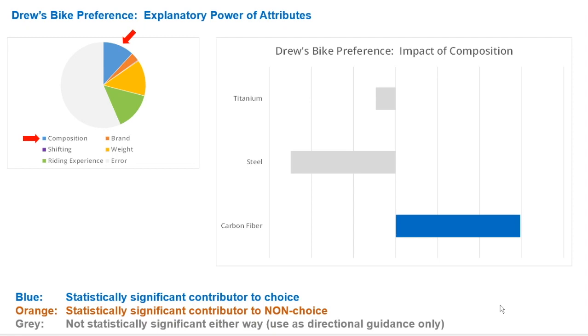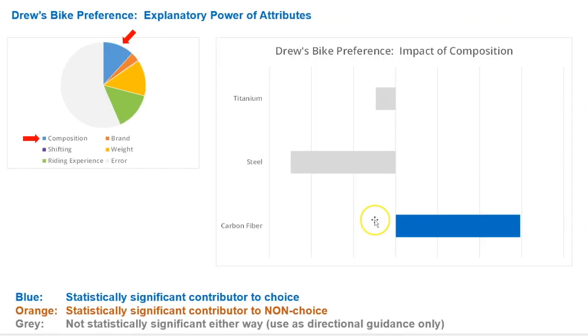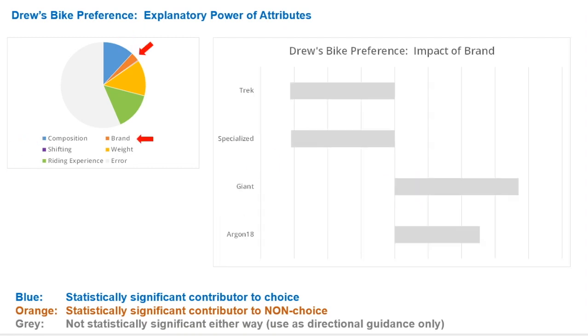Right. And the great thing here is when we go back to these 2 bikes, all of these were applied to each question randomly, given some of the constraints that we put in the last video. And so the analysis here is very straightforward. What this means is that, everything else equal, Drew does in fact prefer the carbon fiber bike, especially much more than the steel.